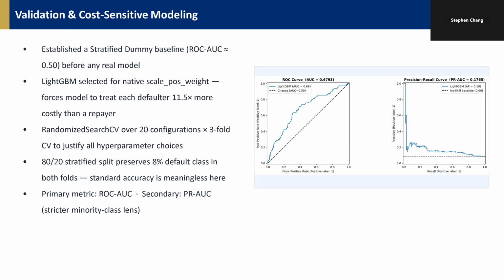To ensure the model's performance wasn't arbitrary, I established a logistic regression baseline and compared it against a LightGBM classifier. I utilized randomized search CV to rigorously tune LightGBM's hyperparameters through cross-validation, applying a dynamic class weight to force the algorithm to prioritize the rare 8% of defaulters. For validation, I used a strict 80-20 stratified holdout set because 92% of the data set is negative. Standard accuracy would be misleading. I evaluated the model using ROC AUC, but more importantly, I relied on PR AUC, average precision, to provide a much harsher and realistic view of how well we catch the minority default class.